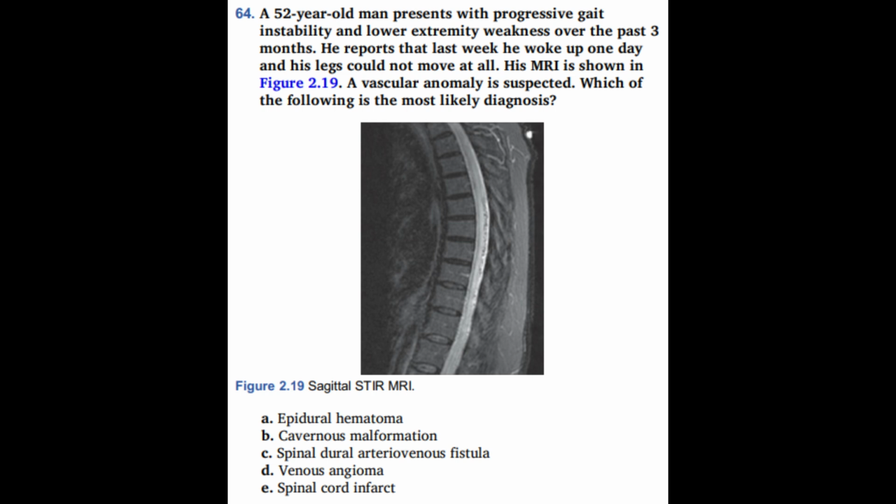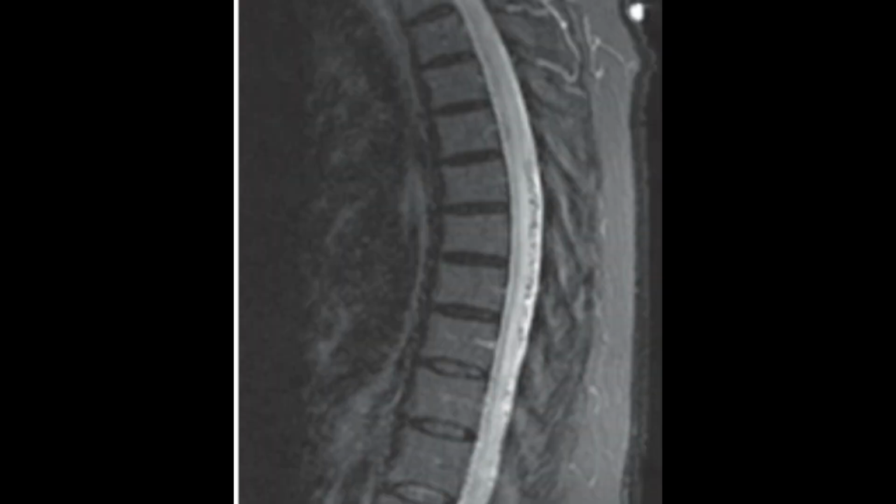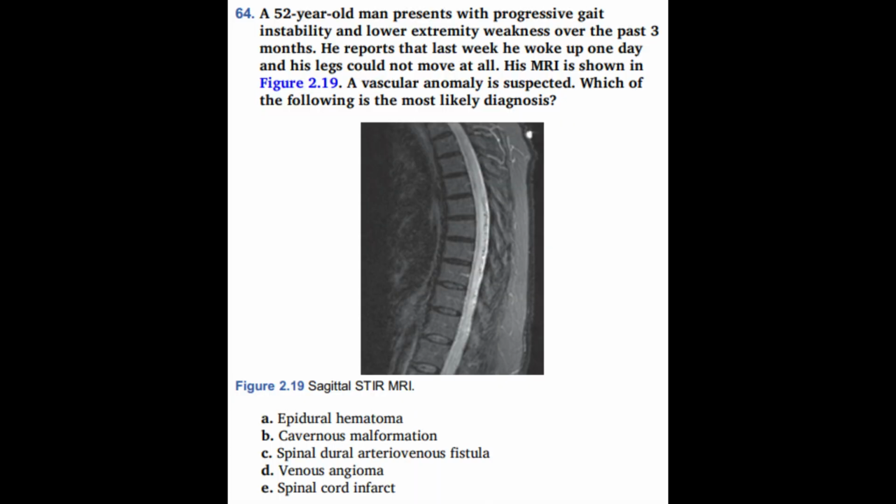A. Epidural hematoma. B. Cavernous malformation. C. Spinal dural arteriovenous fistula. D. Venous angioma. And E. Spinal cord infarct. Let us take a look at our MRI. What do you think? Let's break down our question.